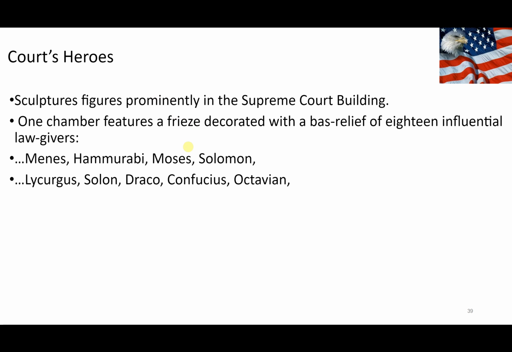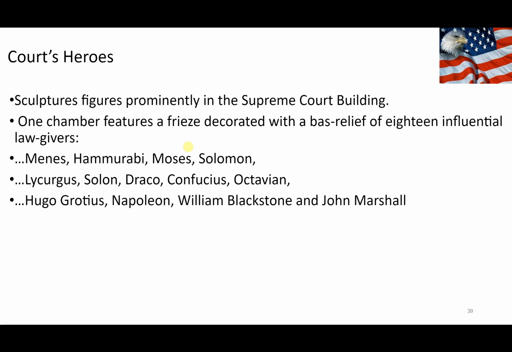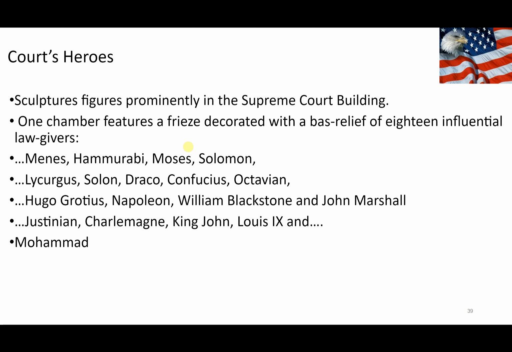This is a little bit of a trivial fact. If you actually visit the Supreme Court building, there are sculpture figures that are featured prominently in the building. One chamber features a frieze decorated with a bas relief of 18 influential lawgivers, including Menes, Hammurabi, Moses, Solomon, Lycurgus, Solon, Draco, Confucius, Octavian, Hugo Grotius, Napoleon, William Blackstone, John Marshall, Justinian, Charlemagne, King John, Louis IX, and Muhammad, which I find very interesting.